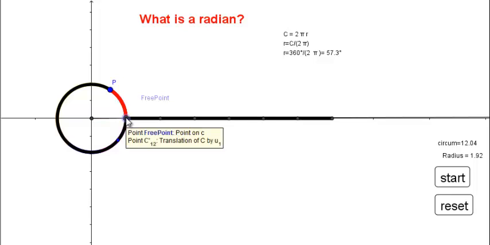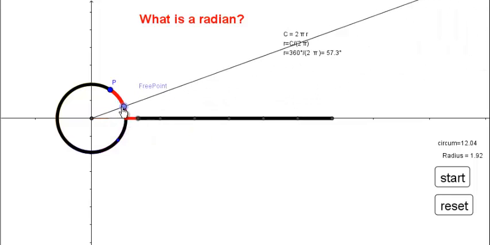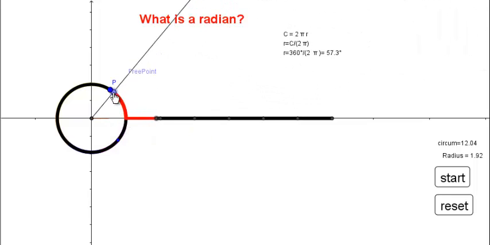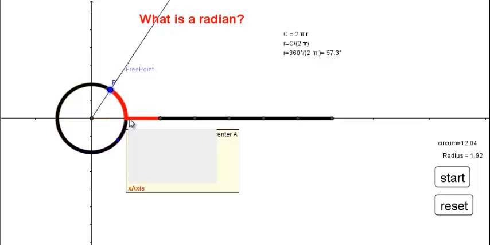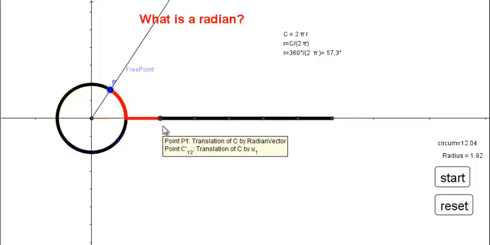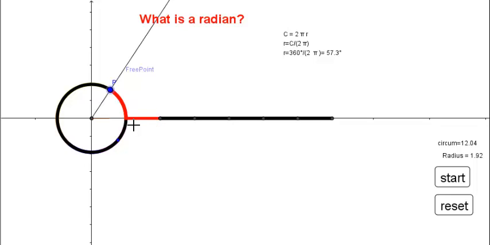Now imagine if I start moving a free point along that radian, and we also at the same time measure the distance that it travels on the x-axis. Then this distance is equal to this distance, and in fact the radius is basically being laid out on the x-axis. This is what is the x-axis of a sine or cosine graph.